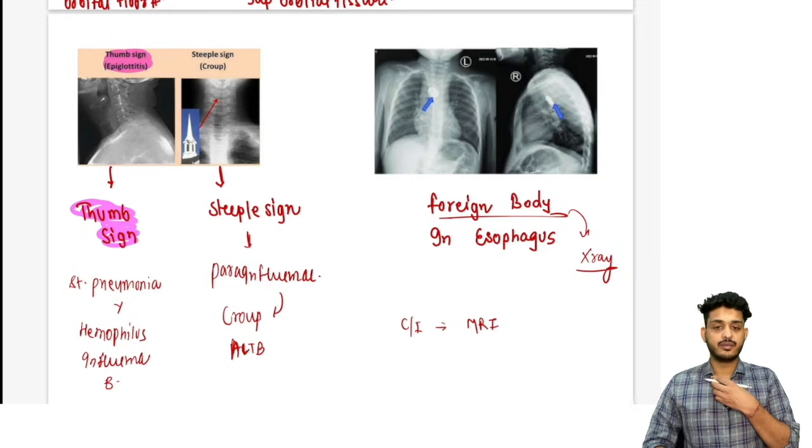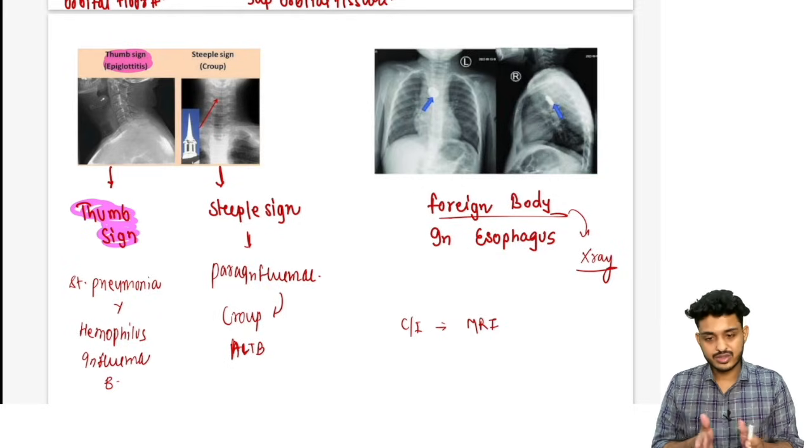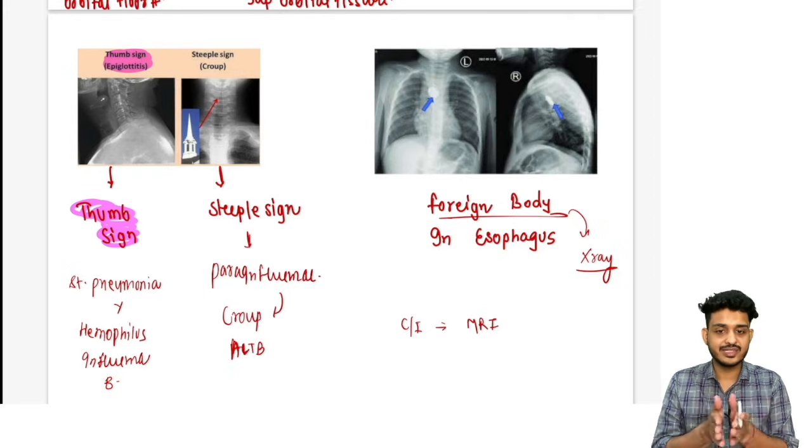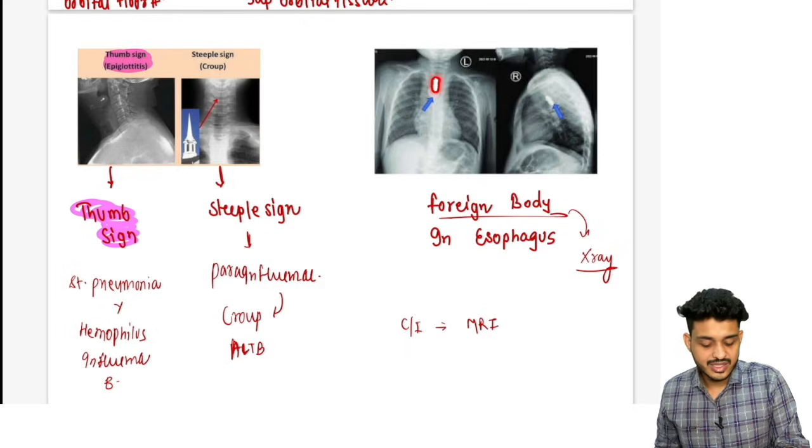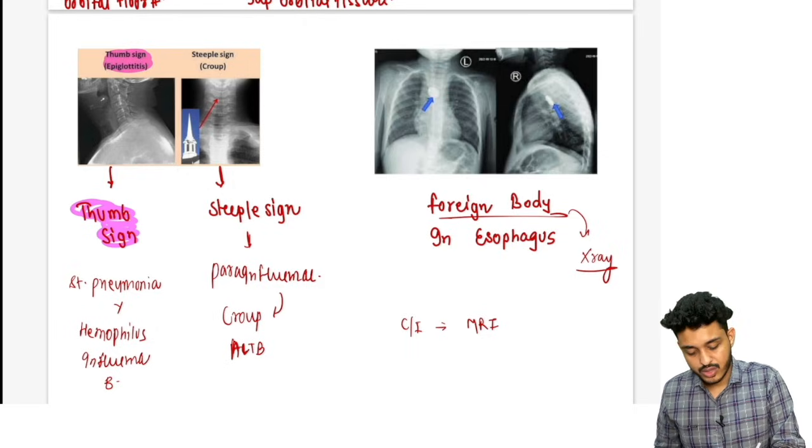If you are having vocal cords, and these vocal cords are going to be what? These are going to be lateral structures. So here what is going to happen, if this coin is in the vocal cord, what would be happening?